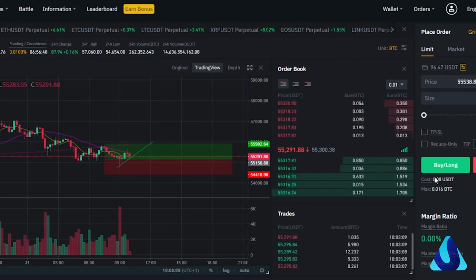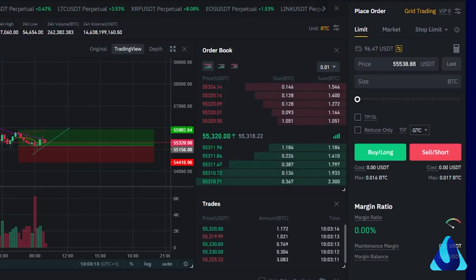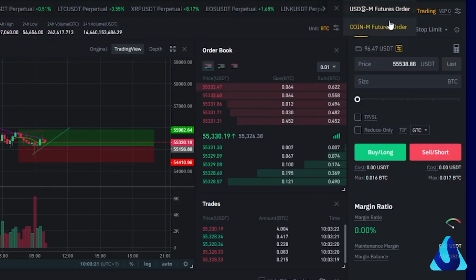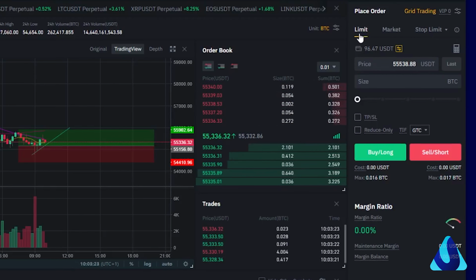Okay, let's move on to this area. So this place order is probably the most important bit for you as a trader. So let's just start with the features here. You've got different types of orders that you can place. You have the wallet, how much money you have in your wallet.